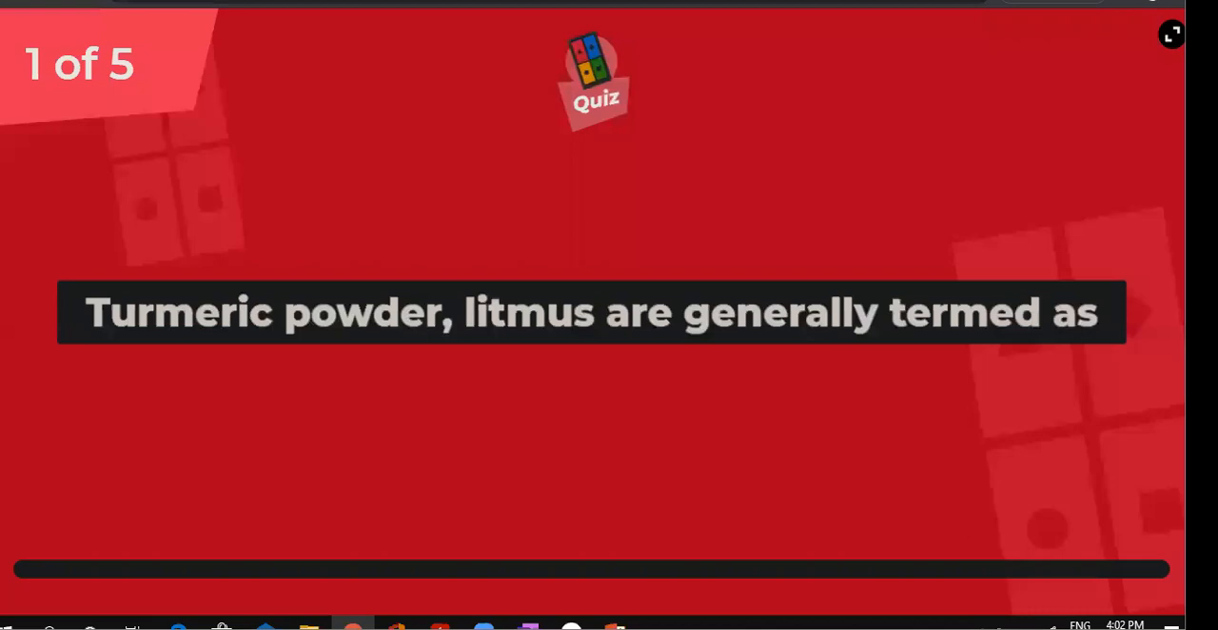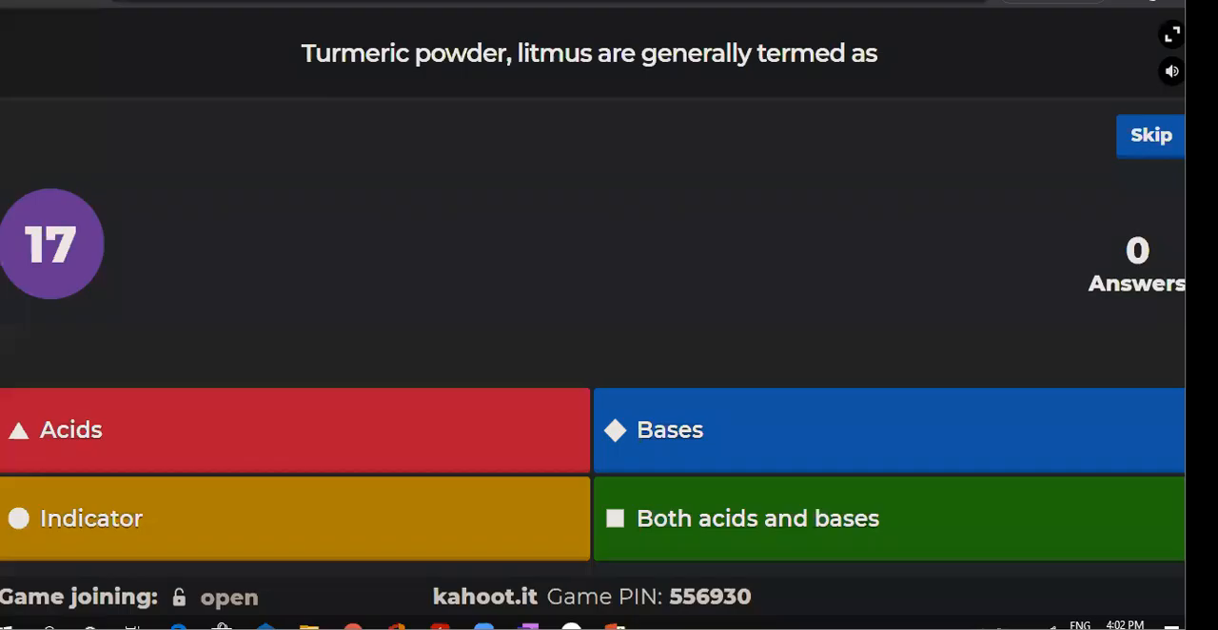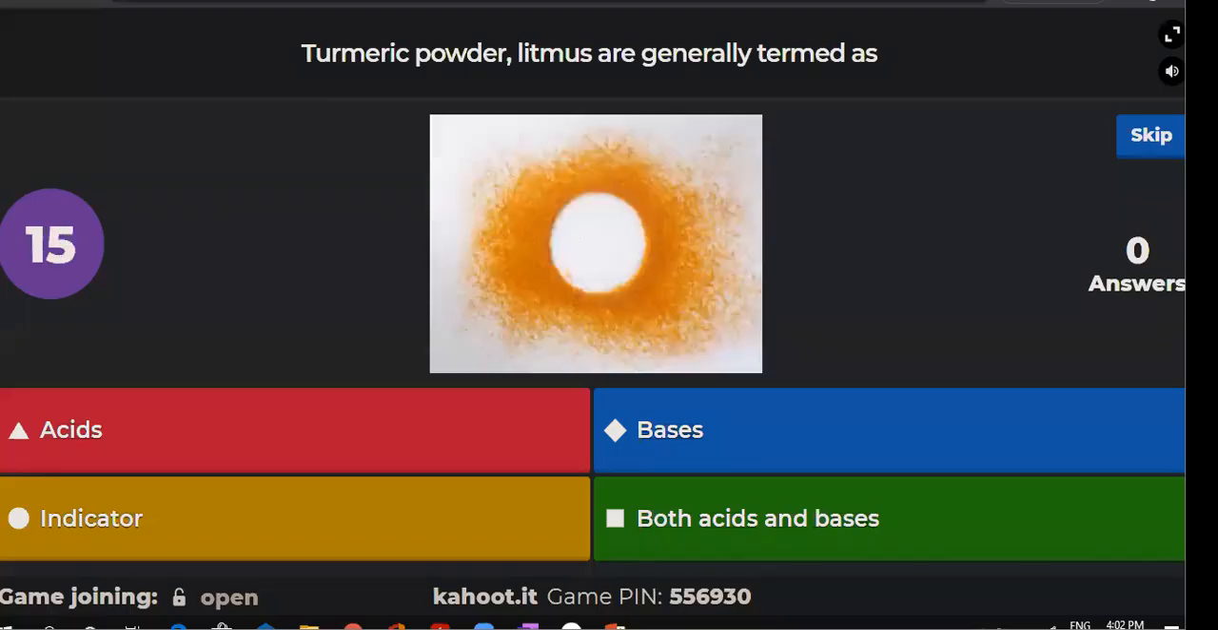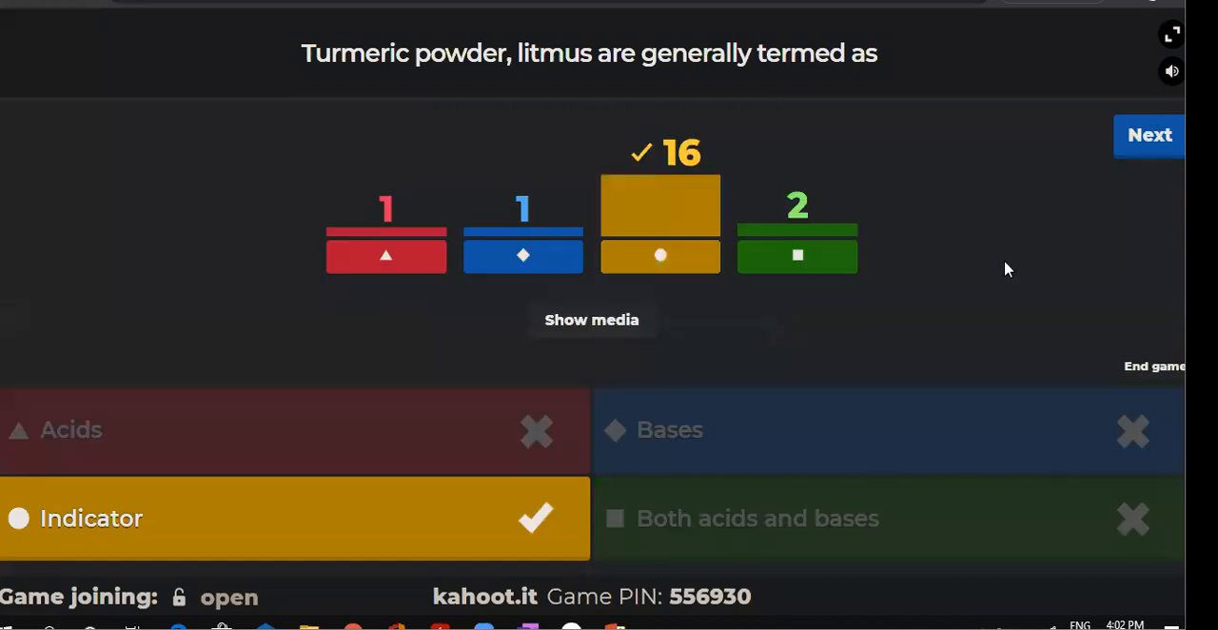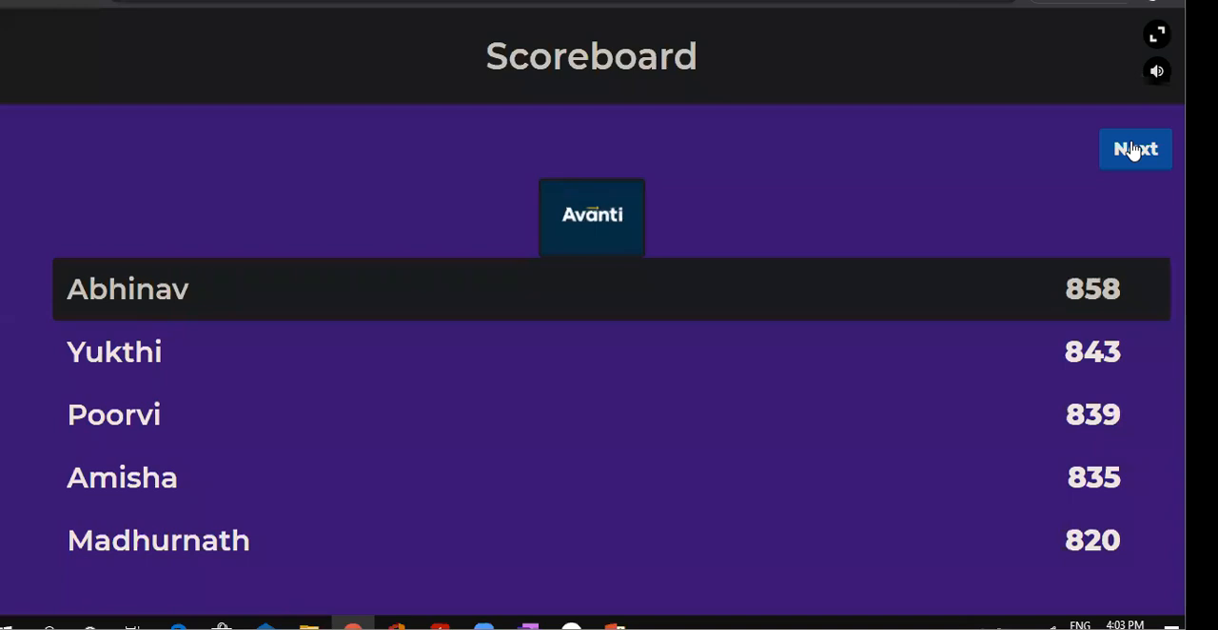Turmeric and litmus powder are generally termed as acid base or indicator. It's quite easy. Everyone should get the full score in this one. Yes, I got 19 answers, 20 answers. Very good. Let's see. 16. You guys made mistakes. How come? It is indicator. First position, again Abhinav. Very good, Abhinav. Keeping the first position in both rounds. Let's see. Second one.